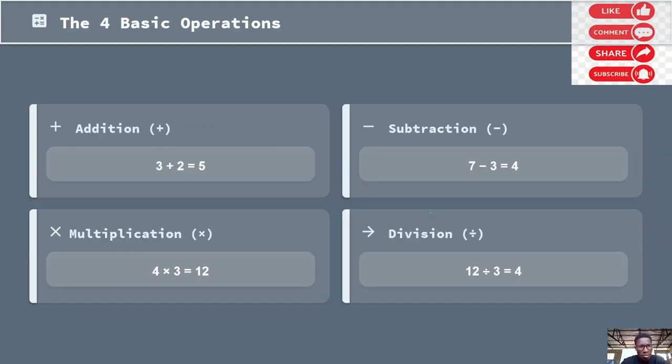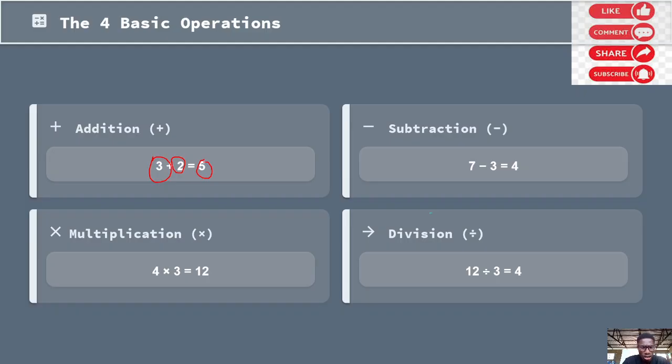We have addition, which means joining numbers together. So we have 3 plus 2 in the example. Joining 3 apples to 2 apples, or adding 3 apples to 2 apples, gives us 5 apples. So we put things together. You are putting 3 apples together with 2 apples, and this gives us a total of 5 apples.